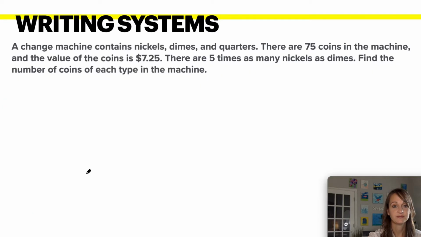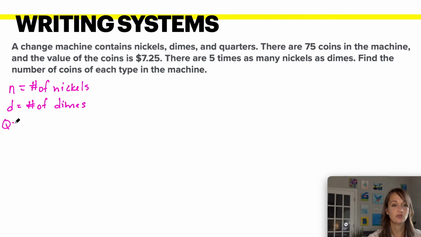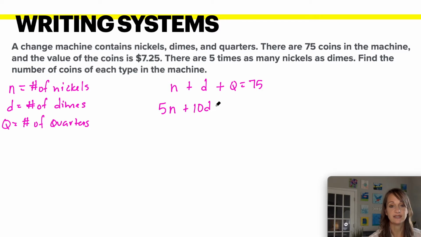A change machine contains nickels, dimes, and quarters. So I'm going to use N for the number of nickels, D for the number of dimes, and Q for the number of quarters. There are 75 coins in the machine, so the number of nickels plus the number of dimes plus the number of quarters will equal 75. The value is 725. So every nickel is worth 5 cents, every dime is worth 10 cents, and every quarter is worth 25 cents, then that is going to equal a value of 725 cents.